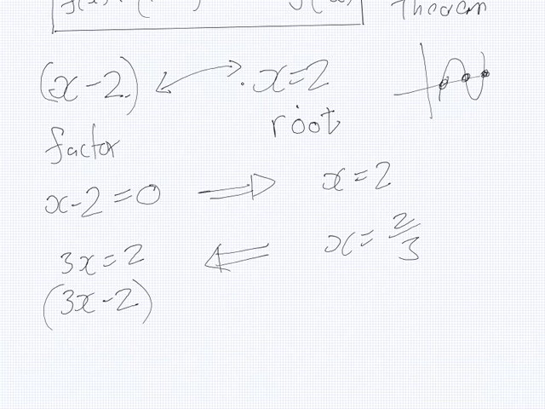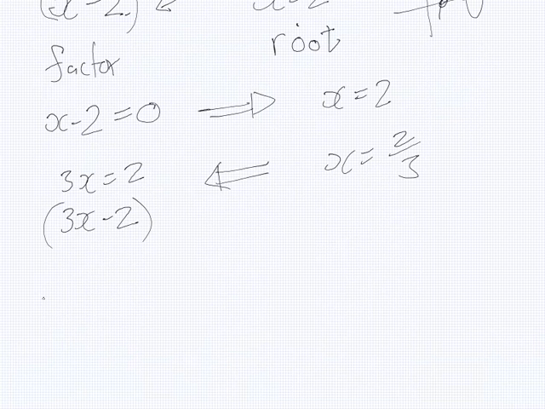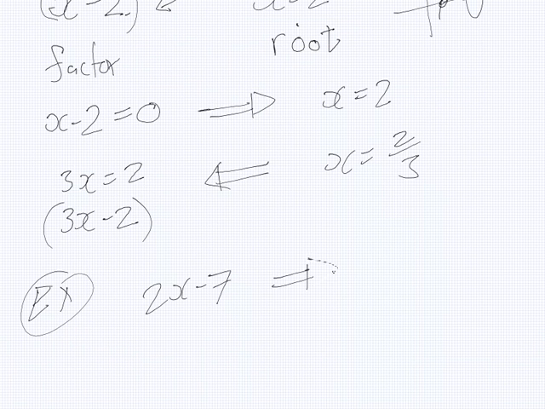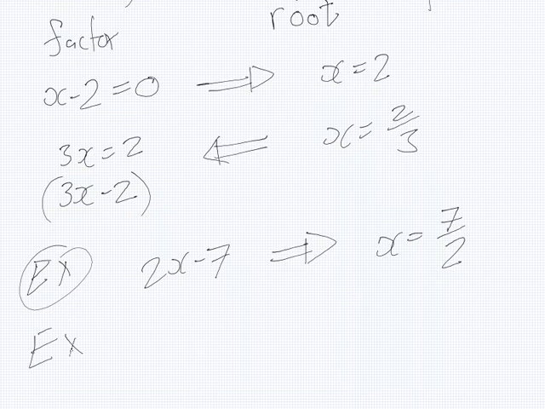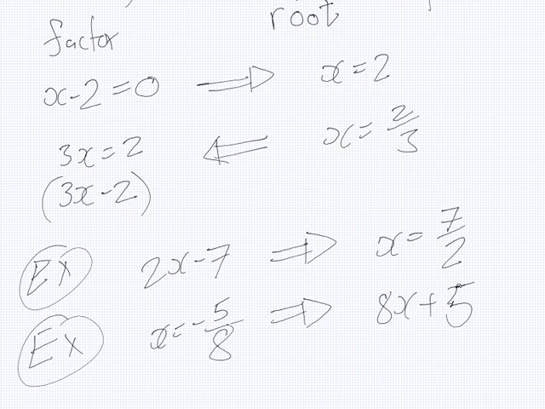So let's just do some very simple examples. Let's say, for example, our first example, we want to convert 2x minus 7. So x, I think we all can see, will be 7 over 2. Yeah. Now, our next example, let's just say we have x equals minus 5 over 8. So what would the factor be? 8x plus 5 then. Alright, so there's two basic examples to get started. Now let's look at something a little bit more difficult.